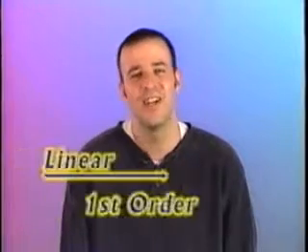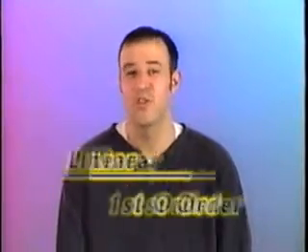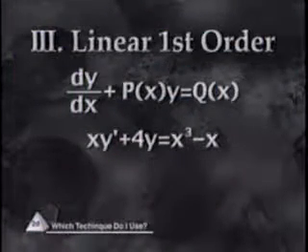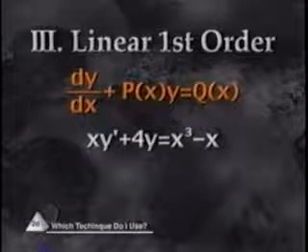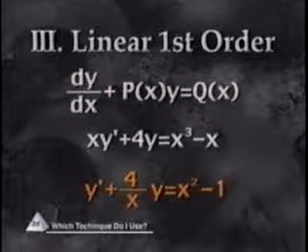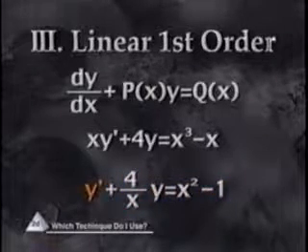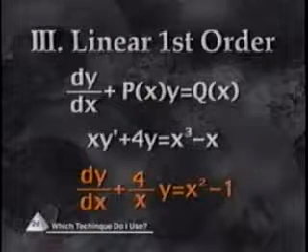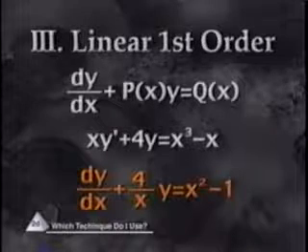Well, we're down to our last type of differential equation, the linear first-order type, which we solved with an integrating factor. Let's hope this one pans out. For linear first order, the equation must be in the form dy/dx plus P(x)y equals Q(x). Notice here that if we just divide through by x, we're all set. We can replace y prime with dy/dx, and we're left with dy/dx plus 4 over x times y equals x squared minus 1.